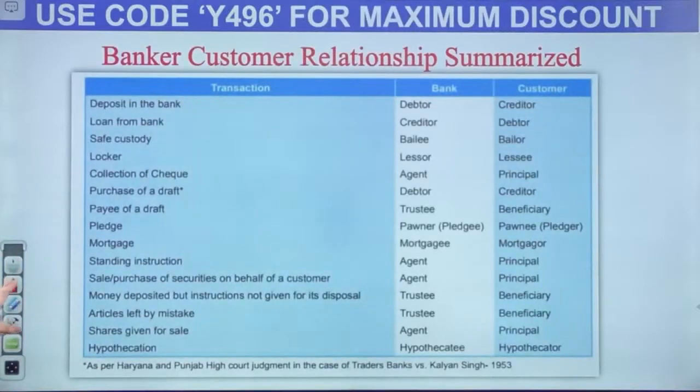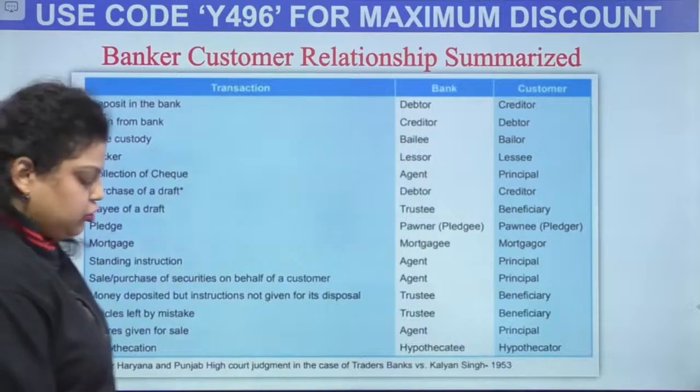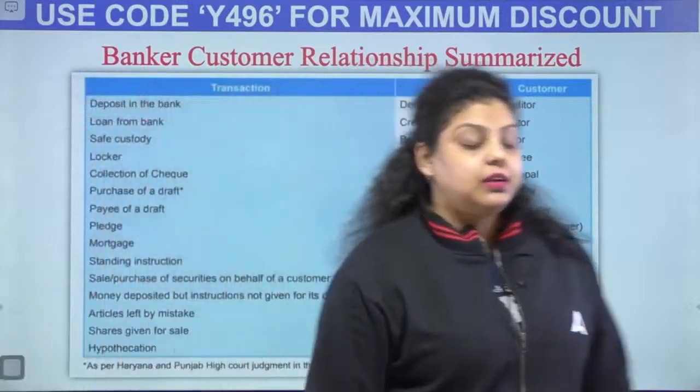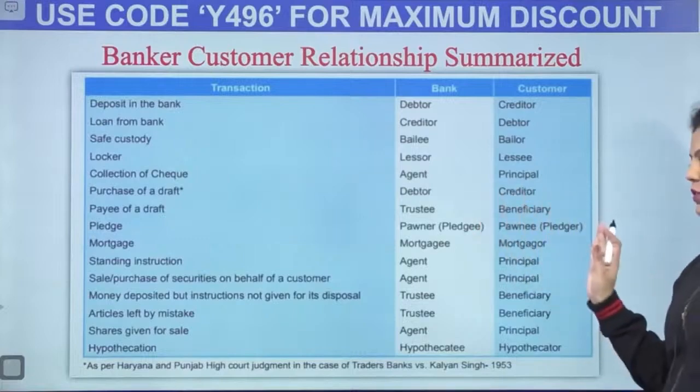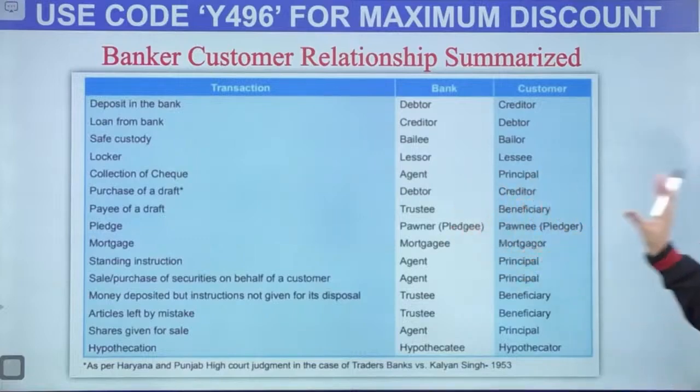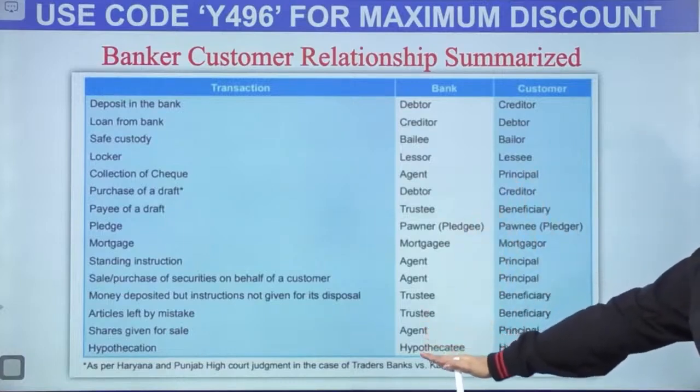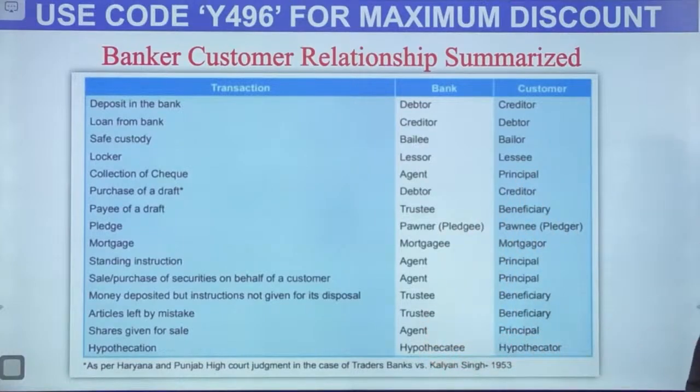Now you can see this table. This table is totally talking about the banker-customer relationship. First, we have a debtor-creditor relationship, a creditor-debtor relationship, bailee-bailor relationship, lessor-lessee relationship, agent-principal relationship, trustee-beneficiary relationship, pawnor-pawnee relationship, mortgagee-mortgagor relationship. Then we have the hypothecatee and hypothecator relationship.